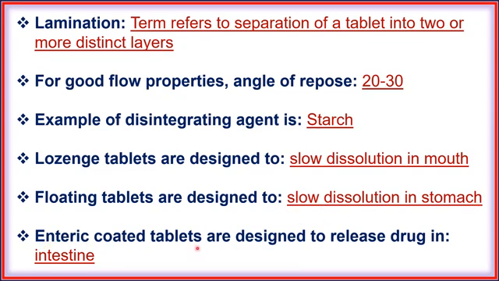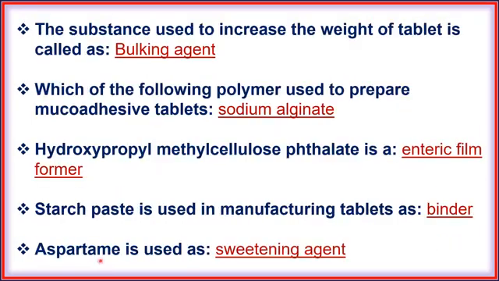Next, enteric coated tablets are designed to release drug in the intestine. Next, the substance used to increase the weight of a tablet is called a bulking agent. Next, which of the following polymers is used to prepare mucoadhesive tablet? That is sodium alginate. Next, hydroxypropyl methyl cellulose phthalate is an enteric film former. Next, starch paste is used in manufacturing tablets as a binder.